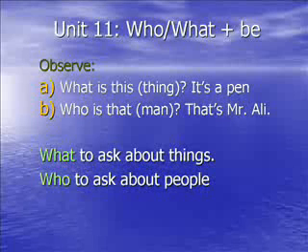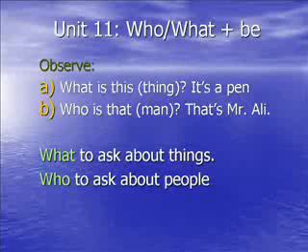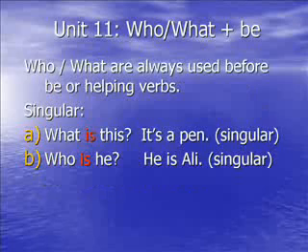So in example A, you cannot say who is this, because you are asking about a thing. So when you are asking about a thing, you should use what. And in example B, you cannot use what, because you are asking about a person, a man. So you cannot say what is that. It's wrong. So you should say who is that. So as simple as that, just remember what is used to ask about things and who is used to ask about people.